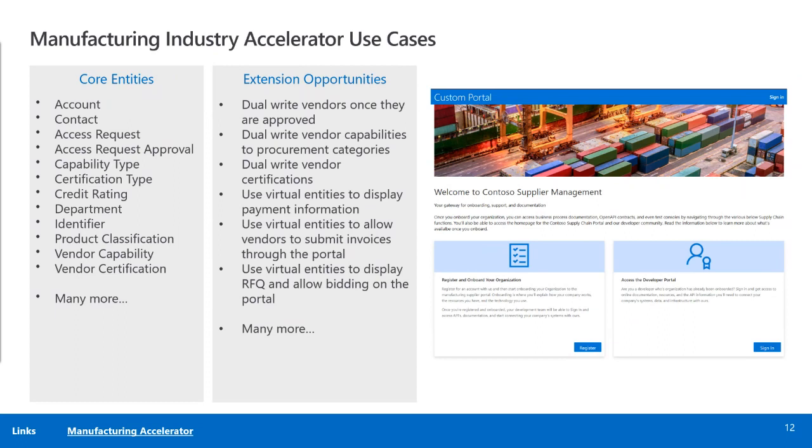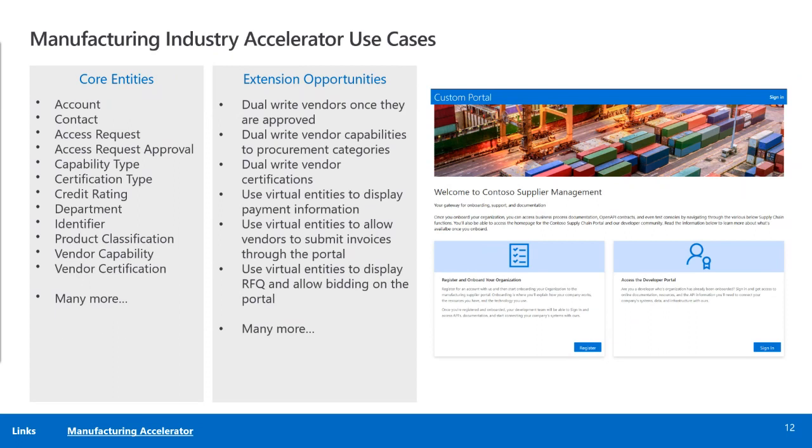So some examples of entities that you might see in the Manufacturing Accelerator include the accounts, contacts, access requests, capabilities, and so on. The Manufacturing Industry Accelerator is probably one of the easiest ones to connect the dots, I think, with finance and operations, because we have an entire production control module that is all centered around manufacturing. And manufacturing is one of the industries that finance and operations really focuses in on. So there's a lot of possibilities here in terms of what you could do.